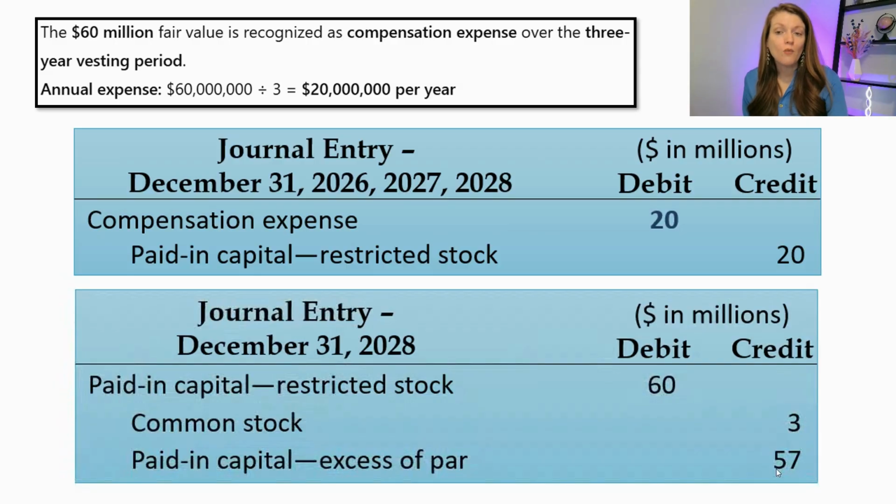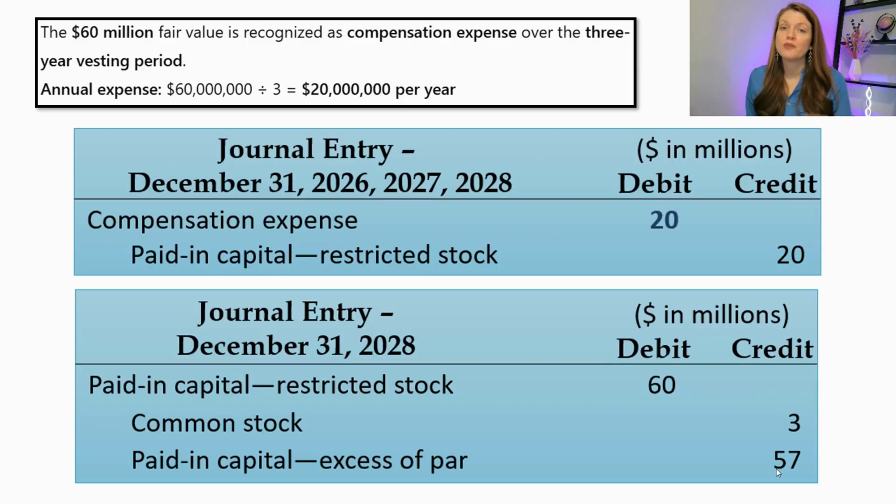But then once the 3 years pass, assuming all those employees did in fact stay for the whole vesting period, we are then going to show the whole $60 million. At this point, we have accumulated $60 million over the 3 years. We made that top entry 3 times. We are going to show that $60 million leaving the paid in capital restricted stock because it's not restricted anymore. And then we are going to show it move into our actual common stock.